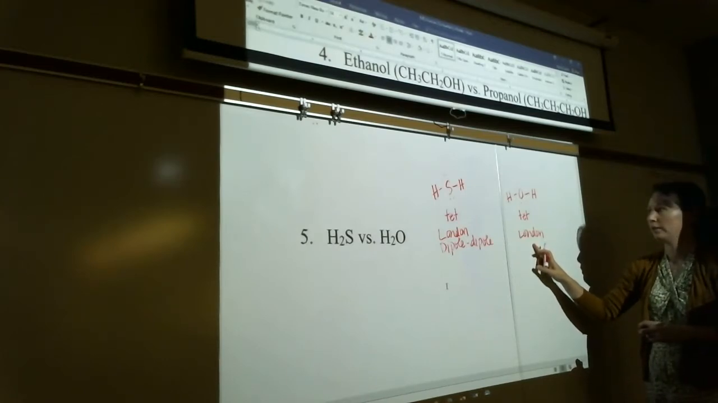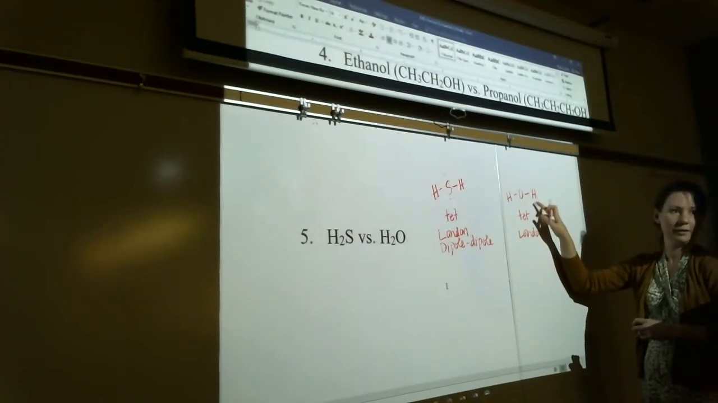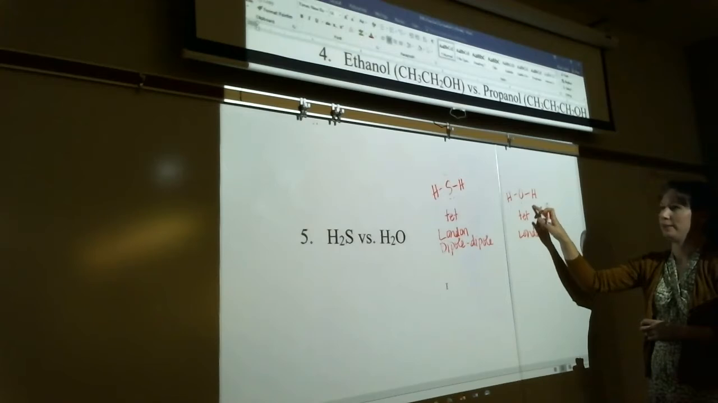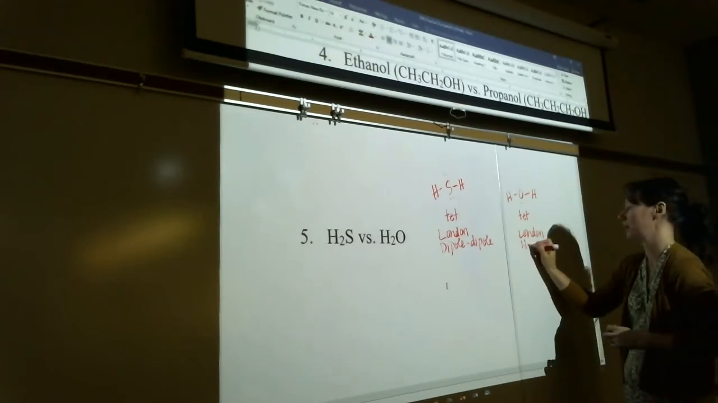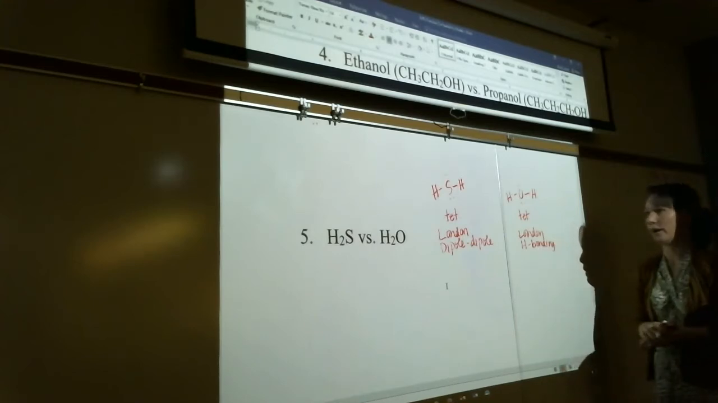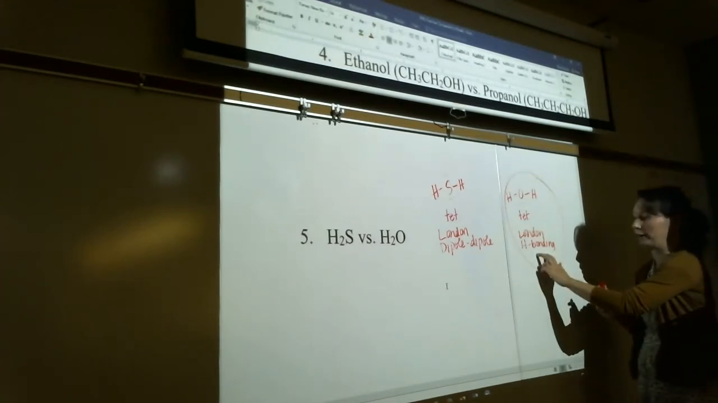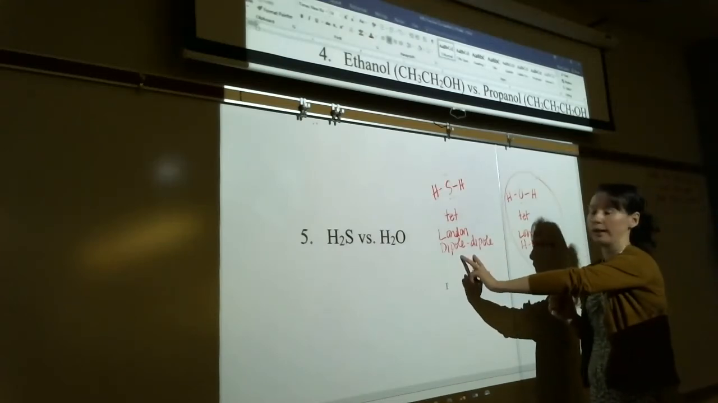Are you sure? It has an OH bond. So what does that mean? It has hydrogen bonding. So who's going to have the higher boiling point? This molecule with hydrogen bonding, right? So water has a higher boiling point because it's capable of hydrogen bonding, whereas H2S only has dipole-dipole.